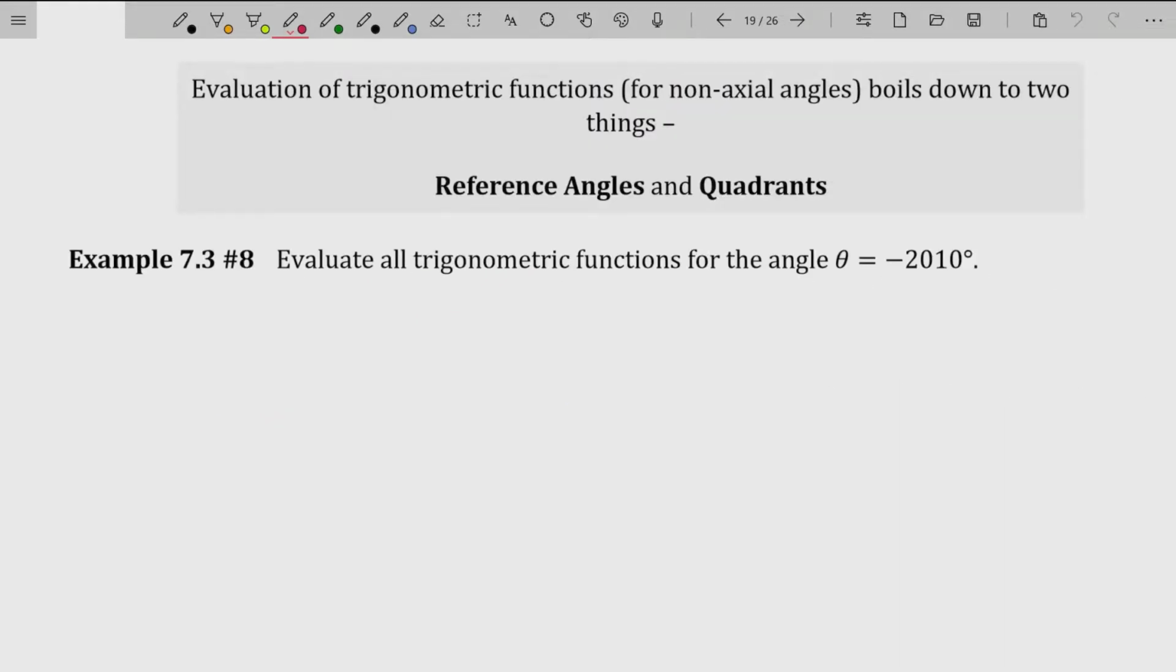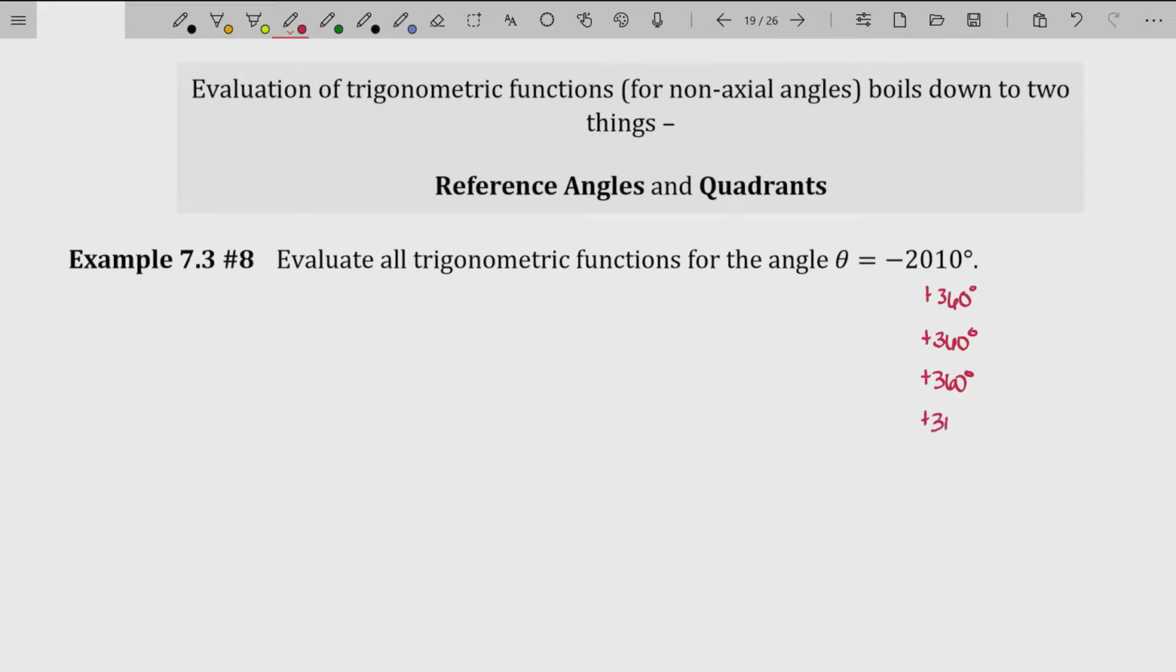So here's a good example of that. Evaluate all trigonometric functions for the angle negative 2010 degrees. That's a ridiculous angle. So what I'd like to do is start adding 360 degrees to get this back to something even positive would be nice. So if you add 360, that will not get us to a positive angle. Not that you need to get to a positive angle, but you want to add 360 at least enough to where you make this angle smaller.